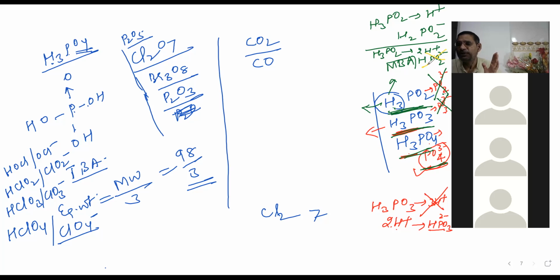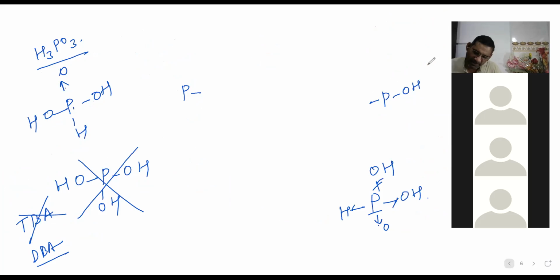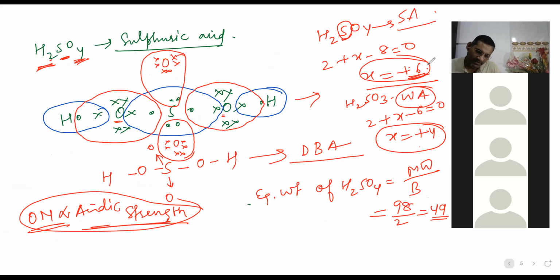Why can't it donate 2H plus? Because 2 OH are not there. Only one OH is there, and that is the only one hydrogen which can be replaced. I'll go back again.